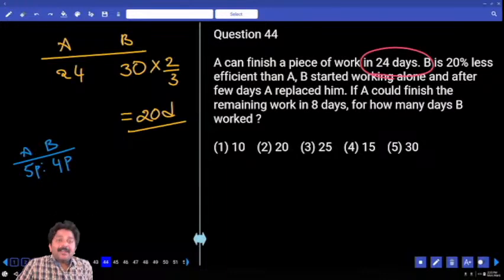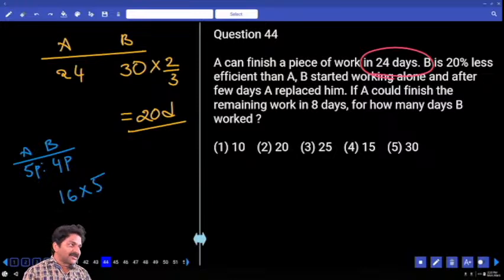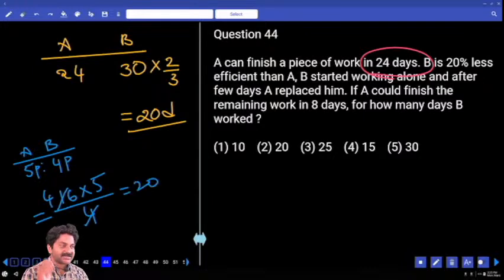24 days. He already worked for 8 days. So that means A still needs to work for how many more days? 16 days. That means leftover work is equal to 16 days work of A, where A can do 5 parts. So this much work is left and B should complete this with 4 parts. 4 times 4 into 5, 20 days. B worked for 20 days. Have you understood?